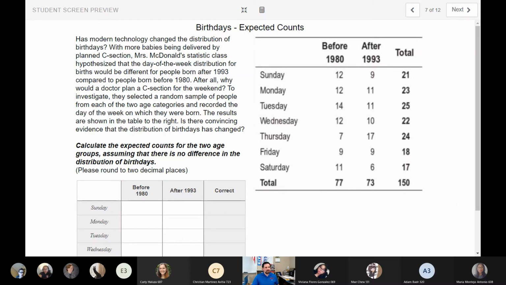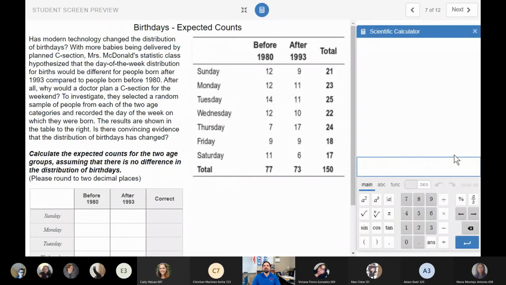Is there convincing evidence that the distribution of birthdays has changed? We're going to calculate the expected counts for the two age groups, assuming that there is no difference in the distribution of birthdays. Please round to 2 decimal places. Also, if you look at the top of your screen, you do have a calculator. That might be useful if you don't have your graphing calculator available. I do suggest if you do have your graphing calculator that you use that and not the built-in calculator here. However, just to show you how to find the first entry for the table.